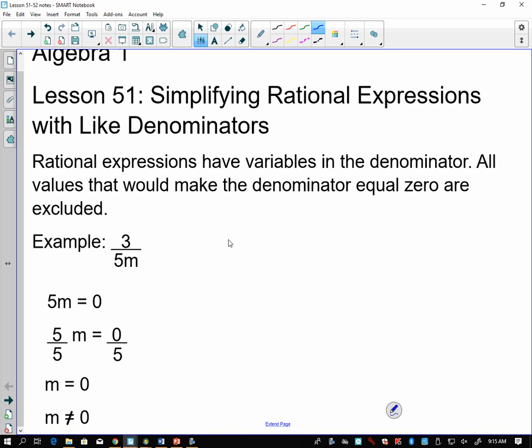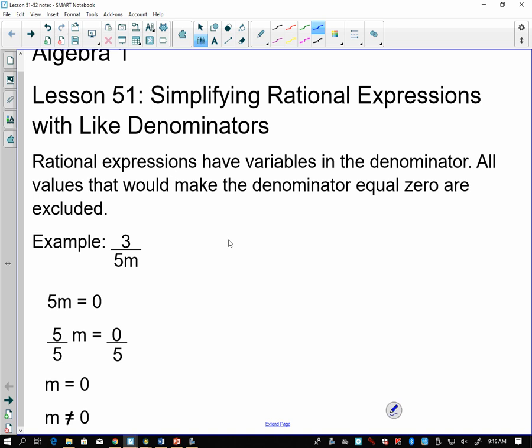And we can't have 0 in the denominator, right? Because what is 3 divided by 0? Anybody know? Undefined or error, but undefined is a better term, okay? So that's why in this case, m cannot be 0. m could be 1, m could be negative 1, right? But it can't be 0. Any questions about that?